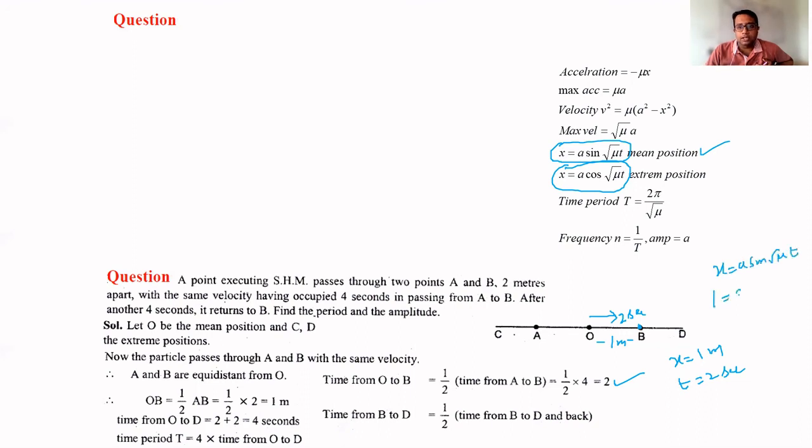The value of x is 1, a we have to find, root mu we found to be pi by 8, and the value of t is 2. So what we have is a sine pi by 4, that is 1 equals a by root 2, right? And that means a equals root 2 meters. So this is the amplitude. So both things we needed to find, and we have calculated them.